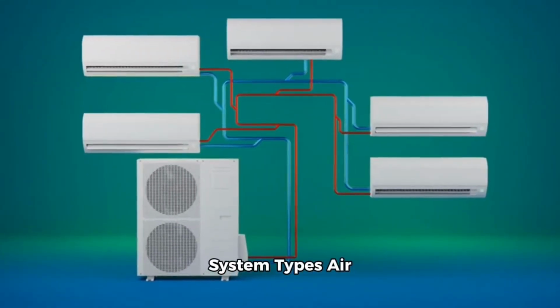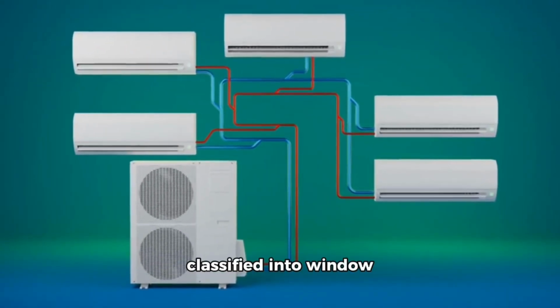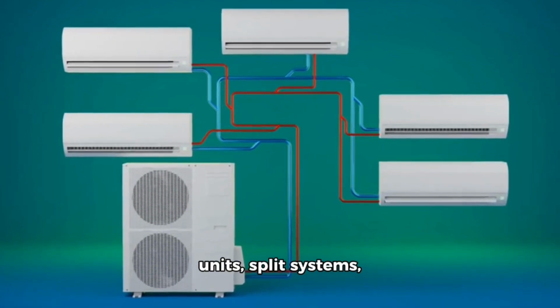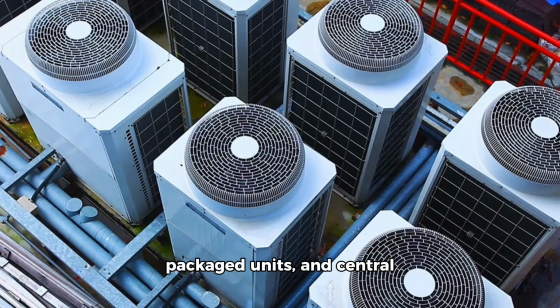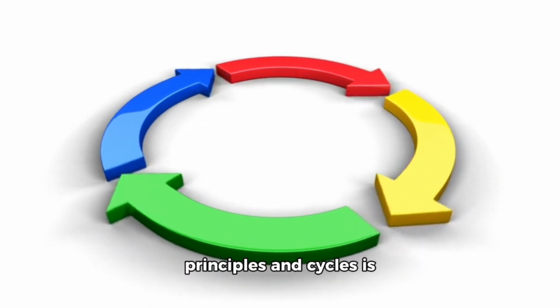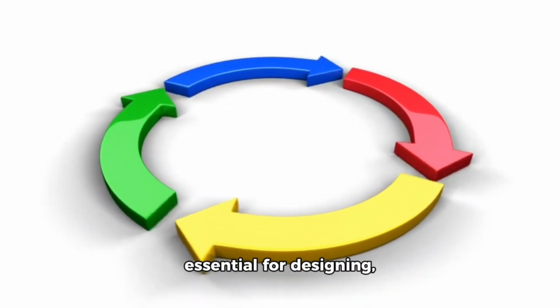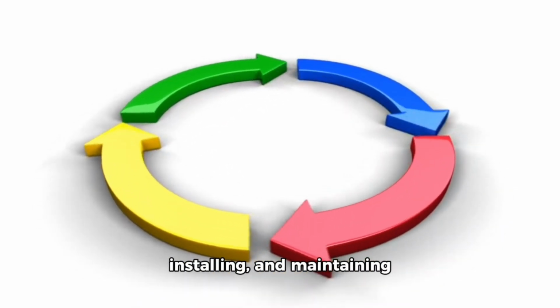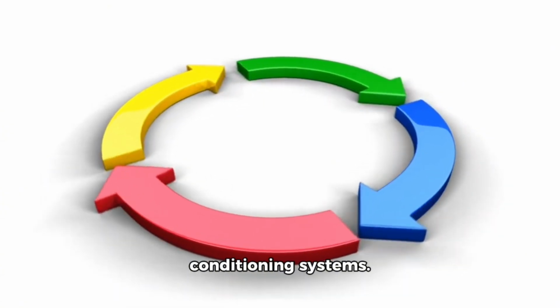System types. Air conditioning systems can be classified into window units, split systems, packaged units, and central air conditioning systems. Understanding these principles and cycles is essential for designing, installing, and maintaining efficient and effective air conditioning systems.